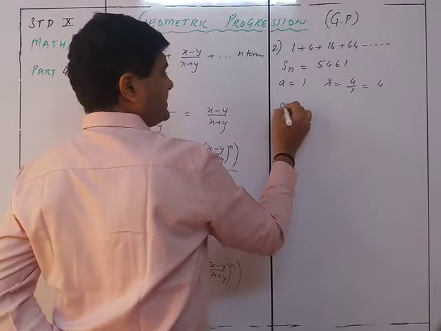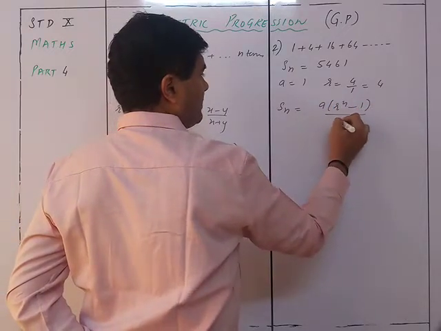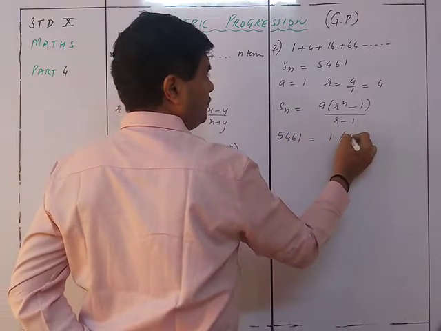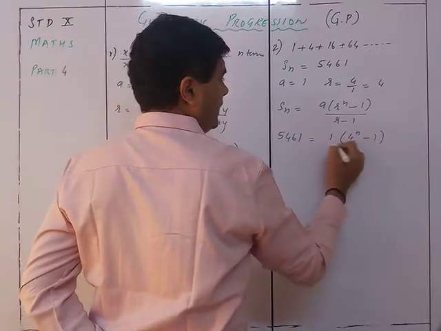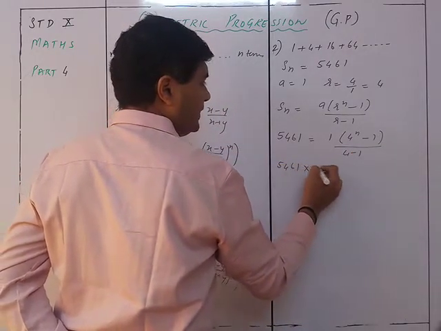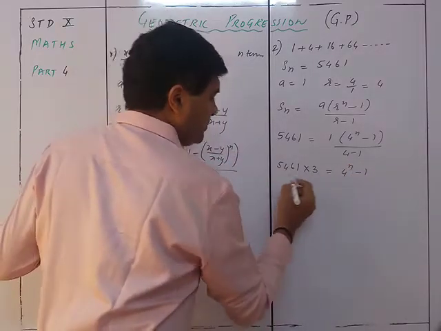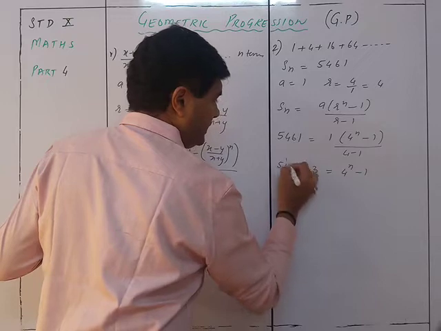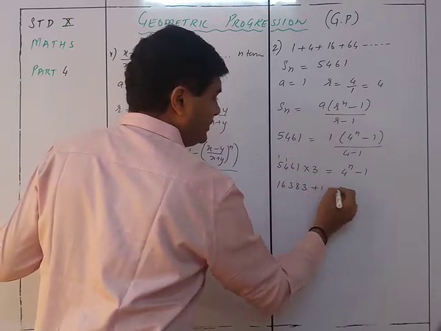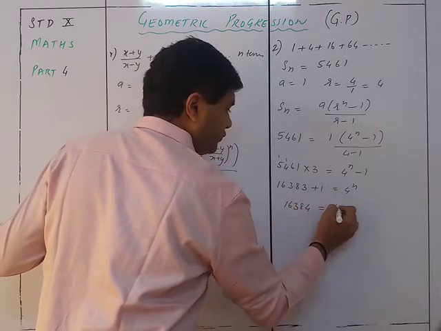So we get the value as Sn is equal to A times R raised to n minus 1 upon R minus 1. So 5461 is equal to 1 into 4 raised to n minus 1 upon 4 minus 1. So 5461 into 3 is equal to 4 raised to n minus 1. So this will be 16383, plus 1 is equal to 4 raised to n. So 16384 is equal to 4 raised to n.